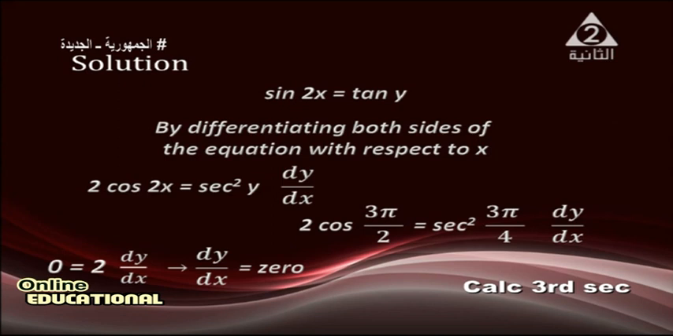And we know that the slope equals the tan of the angle which the tangent to the curve makes with the positive direction of the x-axis. Then tan theta equals 0. Then the measure of the angle theta equals 0 degrees.